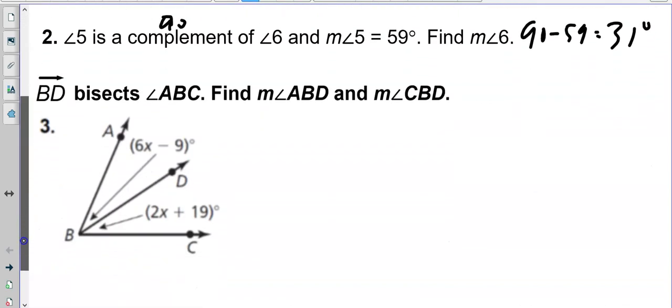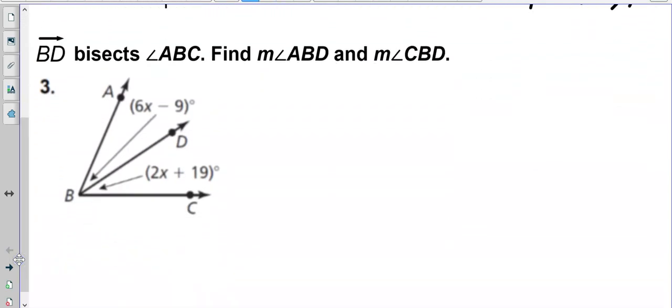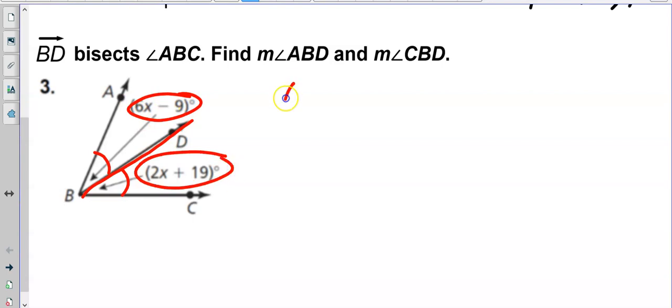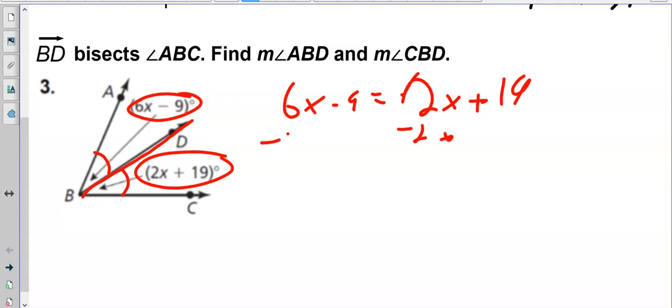31 plus 59 equals 90. All right, BD, this ray, BD, right here, bisects ABC. So bisects means it cuts into 2 equal parts, which means this is equal to that. So we just set it up like that. 6x minus 9 equals, that's a weird 2, but okay, we'll keep it, 2x plus 19.